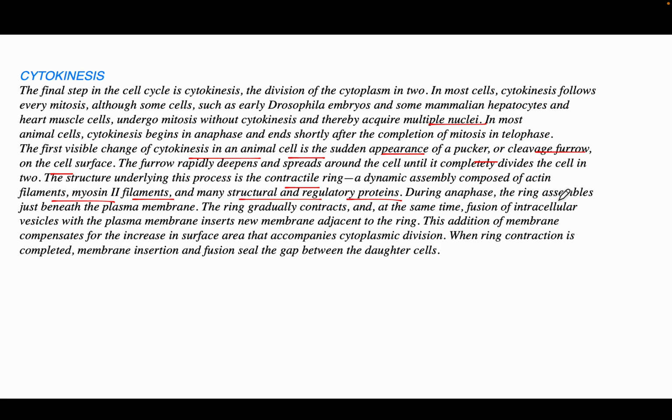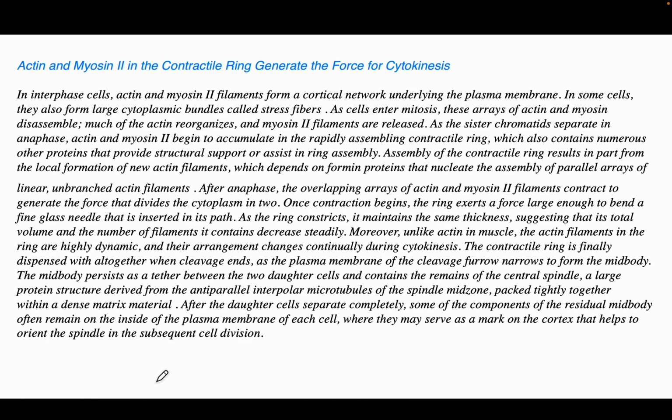So during anaphase, the ring assembles just beneath the plasma membrane. The ring gradually contracts, and at the same time, fusion of intracellular vesicles with the plasma membrane inserts new membrane adjacent to the ring. So this addition of membrane compensates for the increase in surface area that accompanies cytoplasmic division. When the ring contraction is completed, membrane insertion and fusion fill the gap between the daughter cells.